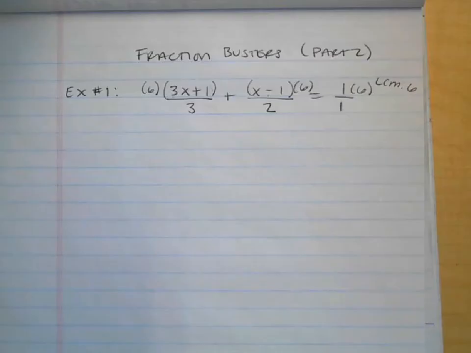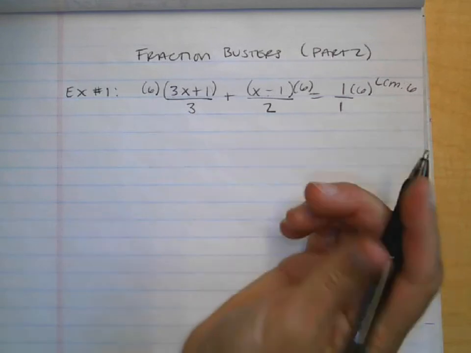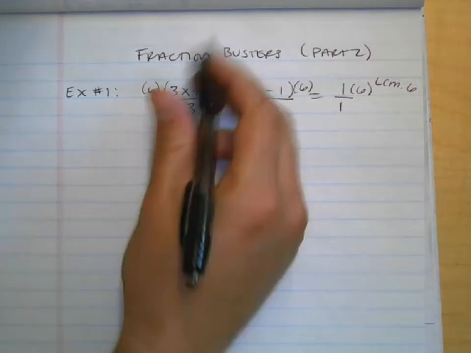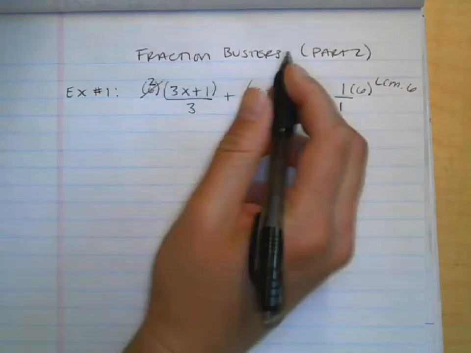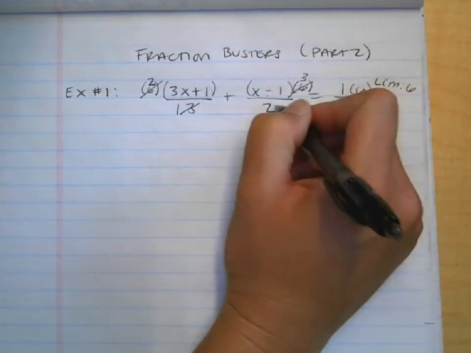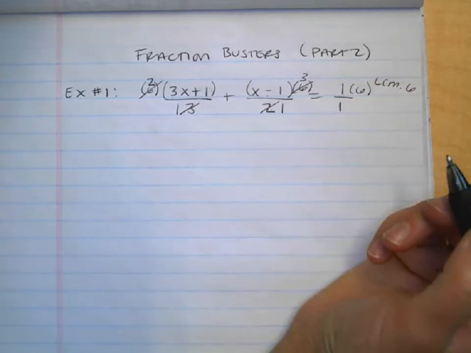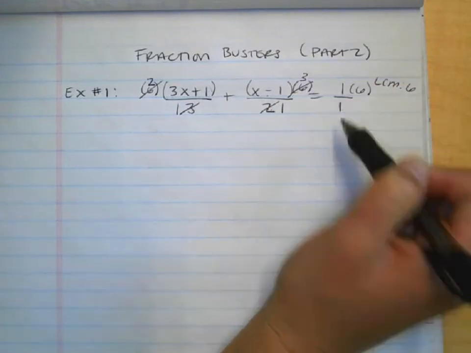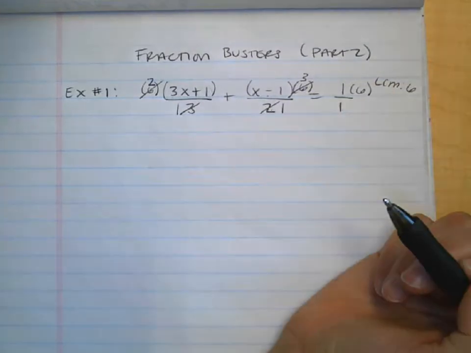Okay, so let's go ahead and divide out first like we normally would. How many times does 3 go into 6? Goes in twice. 3 goes into 3 once. 2 goes into 6 3 times. 2 goes into 2 1 time. And 1 goes into 6 6 times. And then we still have our 1's all in our denominator.